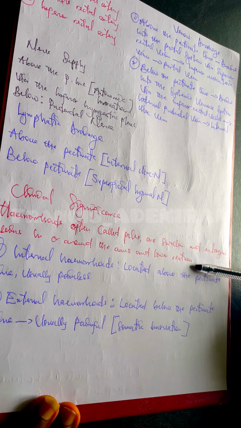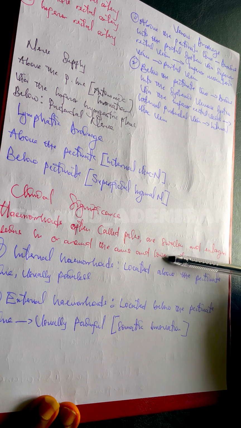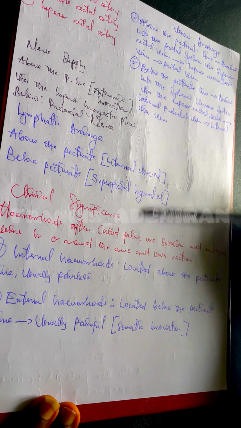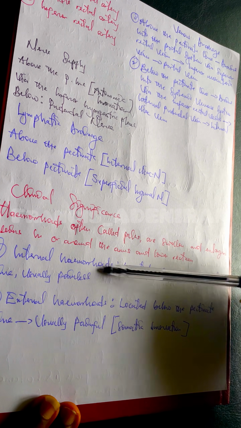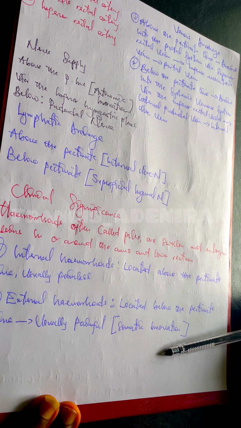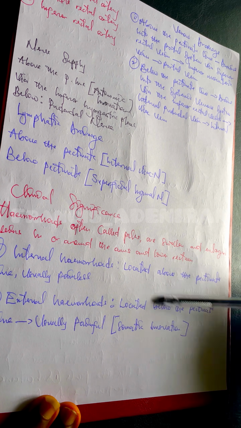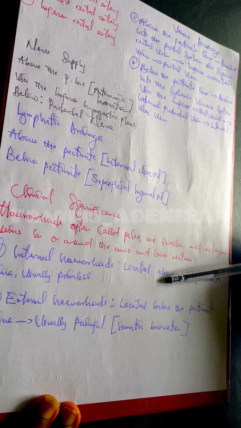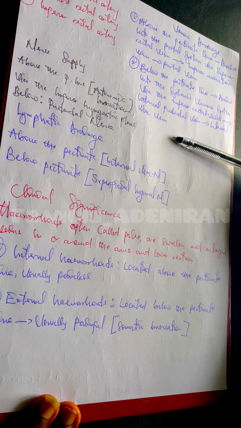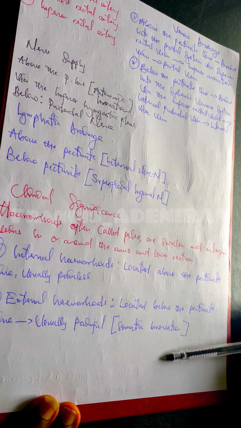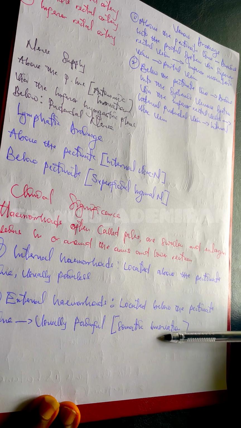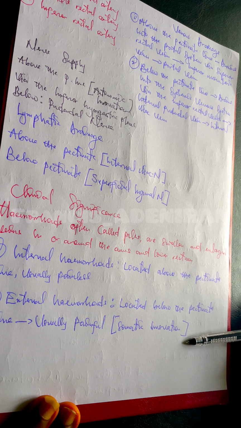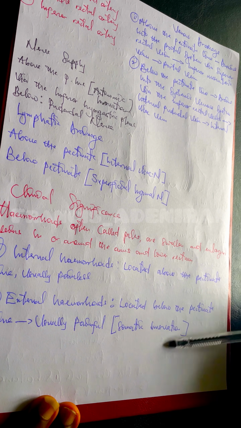The internal hemorrhoids are located above the pectinate line, and they are usually painless. So the internal hemorrhoids are located at the upper two-third, right? And they are usually painless. While the external hemorrhoids are located below the pectinate line, and they are usually painful because of the somatic innervation. Recall that the upper two-third is autonomic, while the lower one third is somatic. So internal hemorrhoids are located above the pectinate line, usually painless, while the external hemorrhoids are located below the pectinate line, and are usually painful due to the somatic innervation.